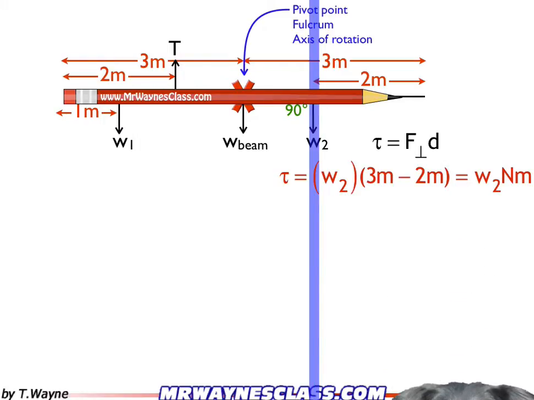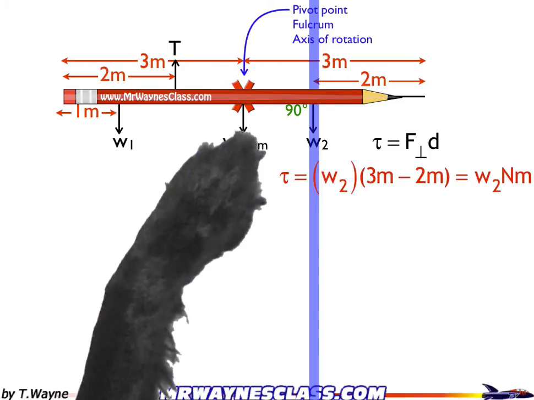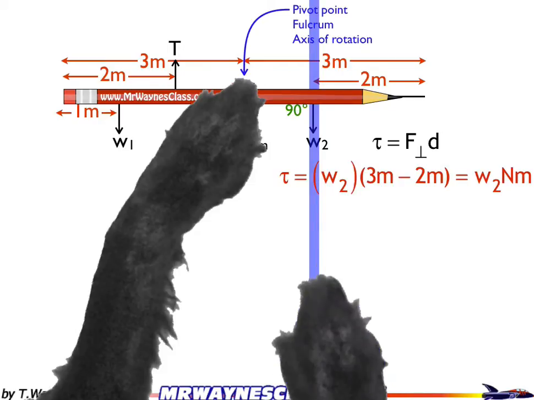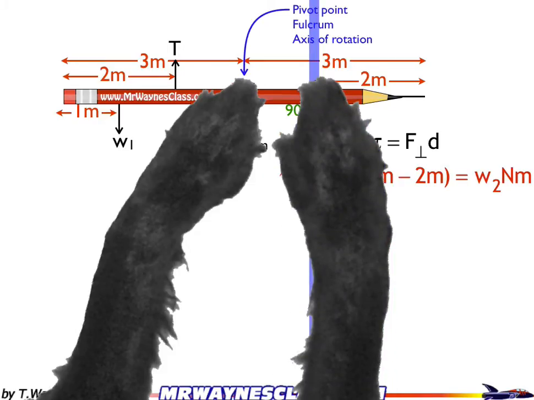Sophie, what I want you to do is put one paw on the pivot point. Nice. Now take the other paw and put it where W2 acts. Excellent. Okay, move the pencil in the direction that the force of W2 acts.